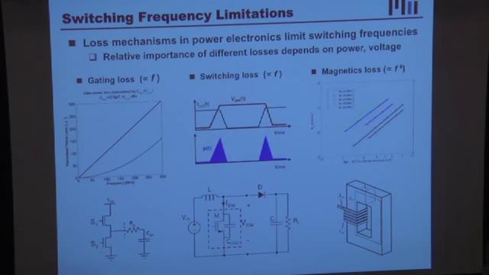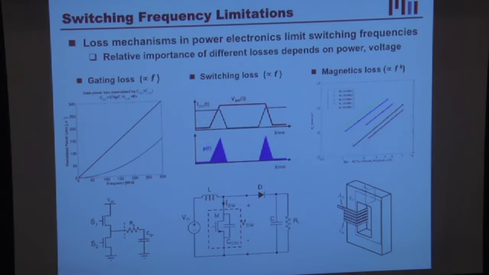Now, how important these relative loss mechanisms are depends upon what kind of system you're building. For very low voltage systems, perhaps the gating loss is dominant. For very high voltage systems, the switching loss is dominant. In the middle somewhere, both of these become important. In addition to the semiconductor device losses, we also have passive component losses, including dielectric loss and conduction loss.